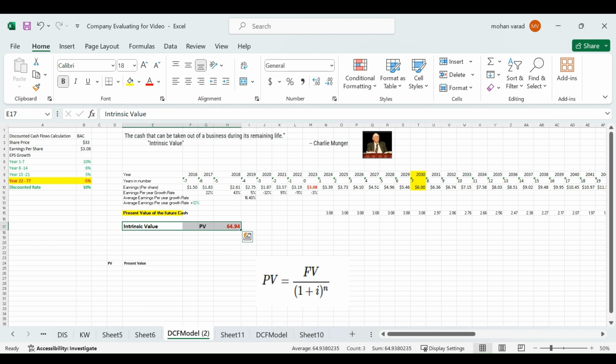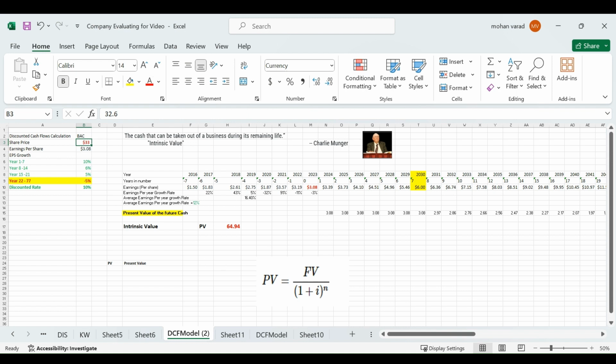Now the share price of Bank of America, or the market price, is $33, and the intrinsic value we got based on the conservative approach is $64.94. What does it mean? It means you are paying $33, the current market price, for the share, but actually the fair value of the stock or the company is $64.94. That means you are getting it at a bargain price, right?